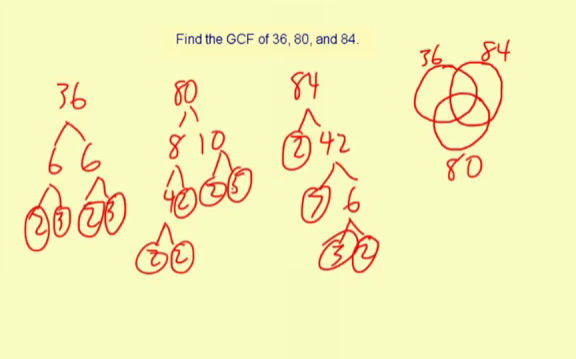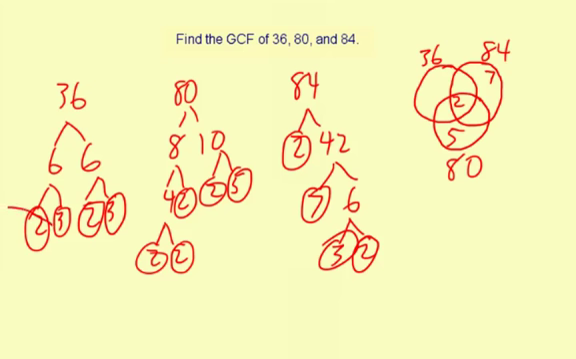Anything unique for the 80? It looks like 5 is unique. So I'm going to put the 5 in the part that's just for 80. And it looks like the rest are just 2, so we'll wait on that for now. 84 has a 7 by itself, so 7 goes here. Okay, now let's look back and see what else we have. We have a 2, and everybody has a 2. So I'm going to put a 2 right here in the middle for everybody.